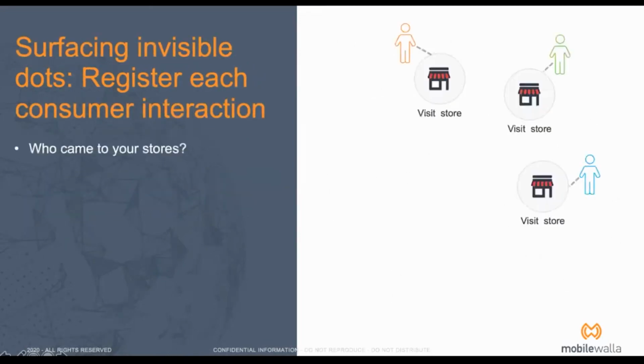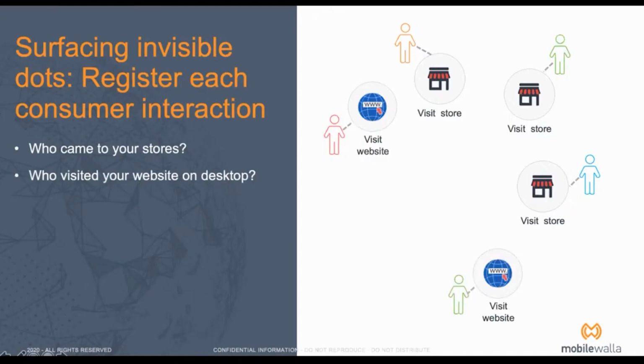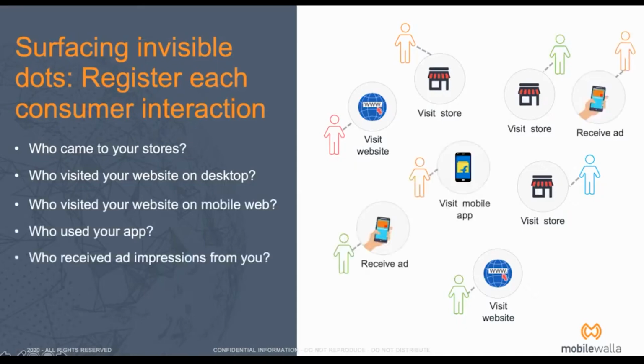The very basic of that is storing the data from each interaction. Who's coming to my store? Can I store that information in any key? It could be your email ID, phone number, or your device ID, anything that you can store. Who visited your website on desktop? Who used your app? Who visited your website on your mobile app? Any kind of interaction that you can capture, I think the first point is to start capturing that.